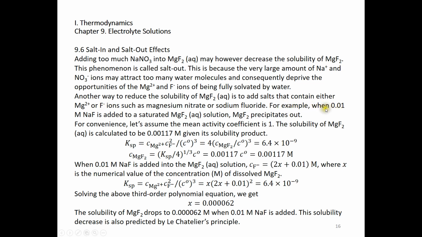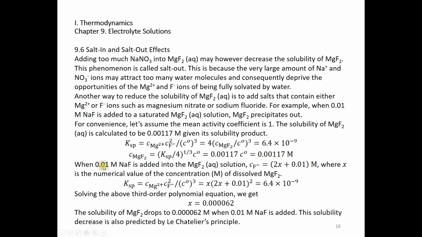If we add 0.01 molar sodium fluoride into a saturated magnesium fluoride solution, you can see we're adding new fluoride into this solution. Magnesium fluoride precipitates out. Here's the reason. For convenience, let's just assume the mean activity coefficient is constant 1 so that we don't have to worry about this. We'll just analyze this salting-out effect semi-quantitatively. So if this is 1, we can easily compute the solubility of magnesium fluoride. Using this equation, we solve and get 0.00117 molar.